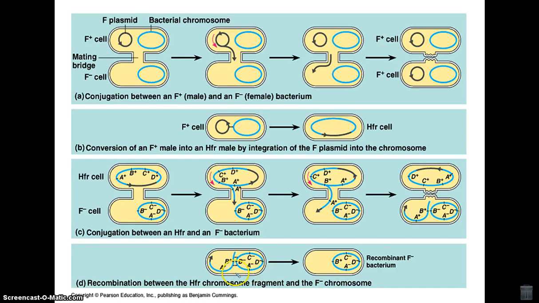And we can see the recombination between the Hfr and the F minus, and so that we get a recombinant, and in the case right here it's the B plus gene that has come, and the original F minus cell was all C minus, D minus, A minus, B minus, but the B plus that came from the Hfr cell has now recombined it. So just briefly, this is how bacterial DNA replication and transformation, transduction, and conjugation work.